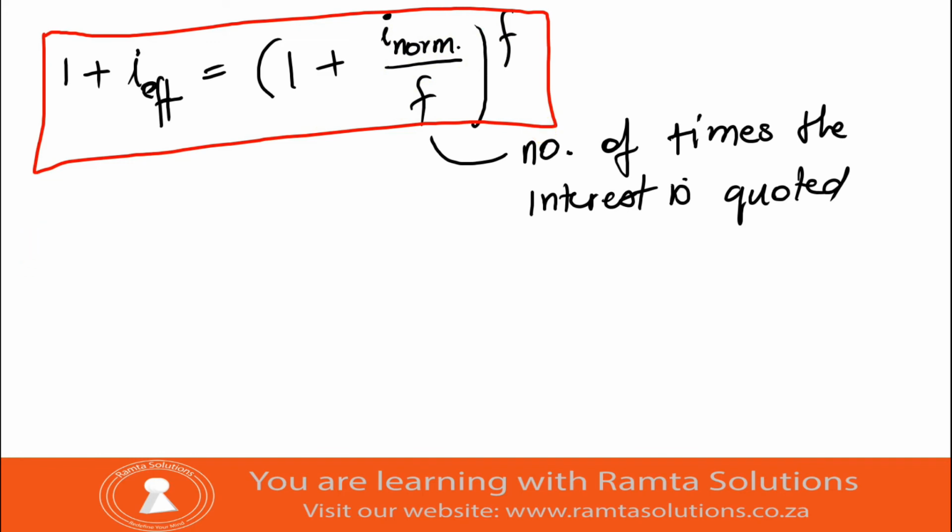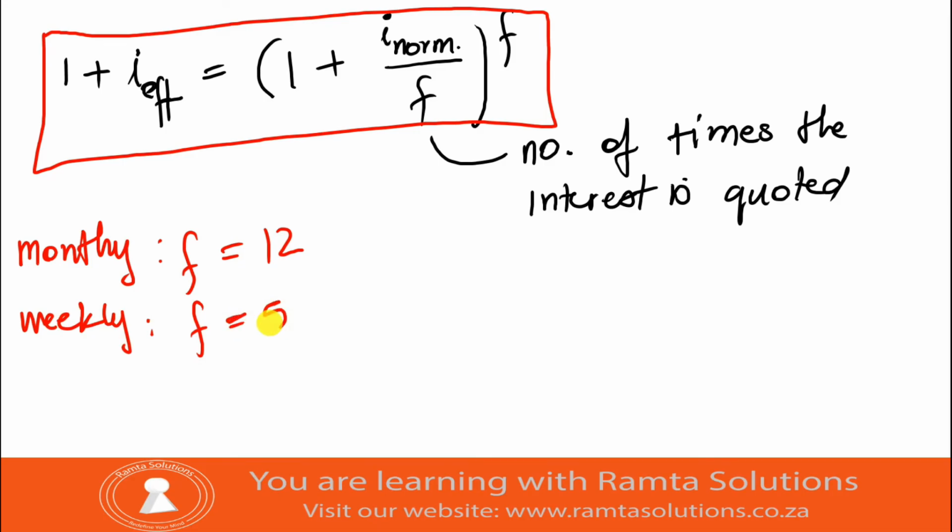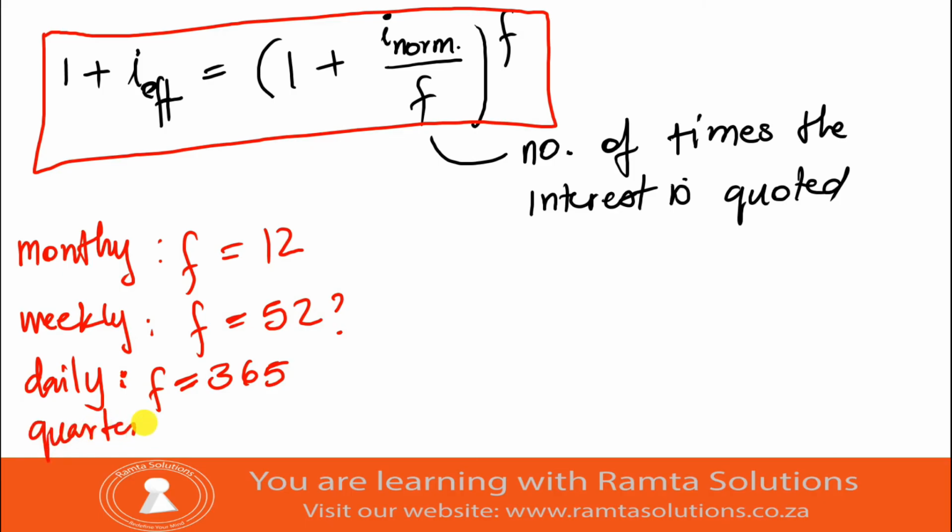Remember, when we say monthly, how many months do we have in a year? 12. When we say weekly, how many weeks do we have in a year? I think the last time I checked, it was 52. And if we say daily, we consider a normal year, so F is 365. If we say quarterly, the year has 4 quarters, so F will be 4. If we say semi-annually, we divide the year into 2, which means there are 2 halves.